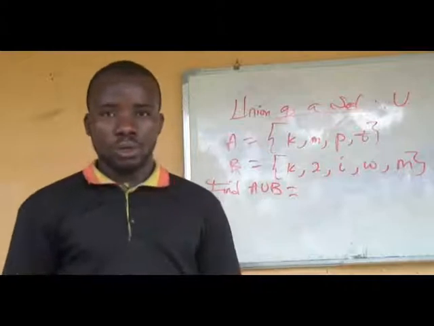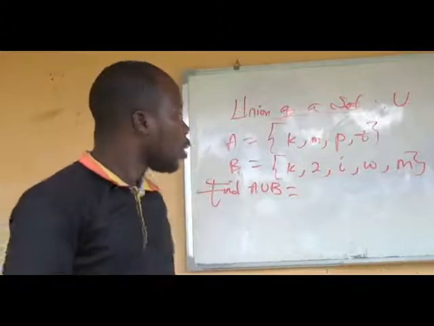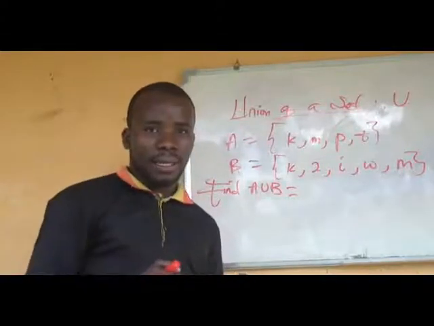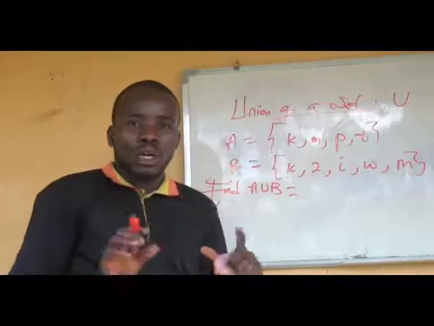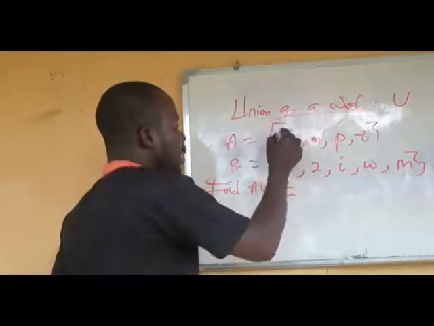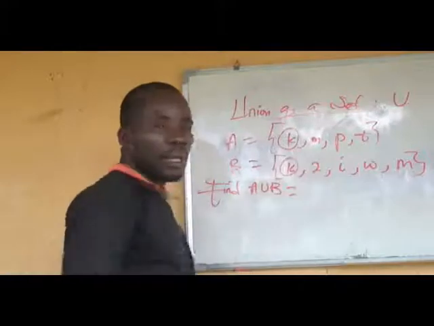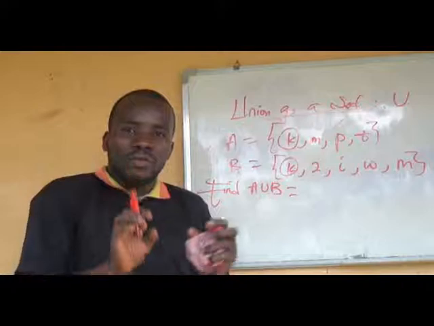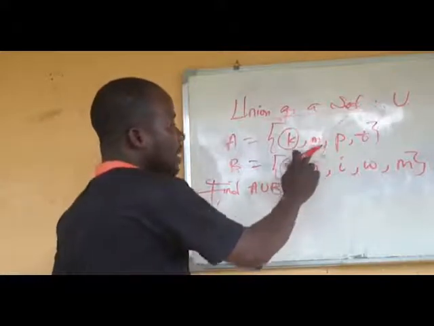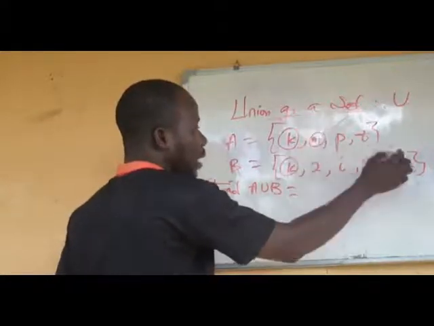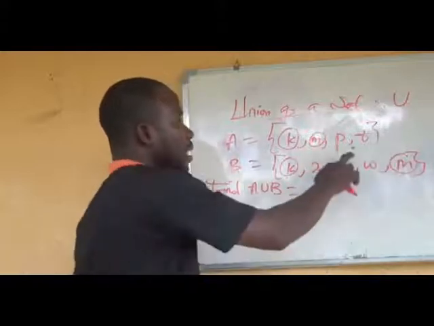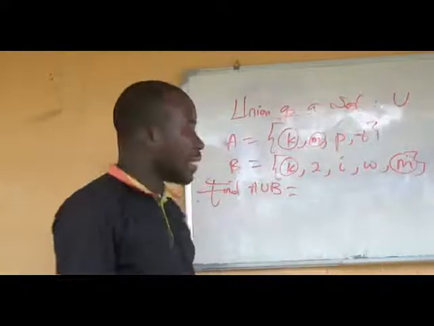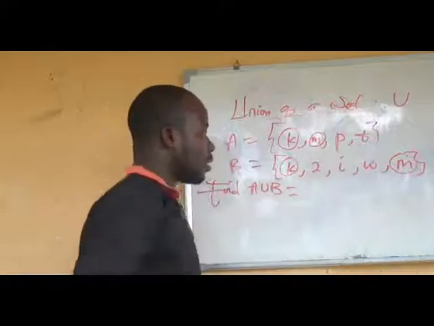Please follow what you're going to do. Go to both sets and circle out the common elements. You see, K is common. That means K is present in both sets. Circle out the element you find in both. M is here, but M is also here, so I circle M. P is here, P is not there, I won't circle it. C is here, C is not here.